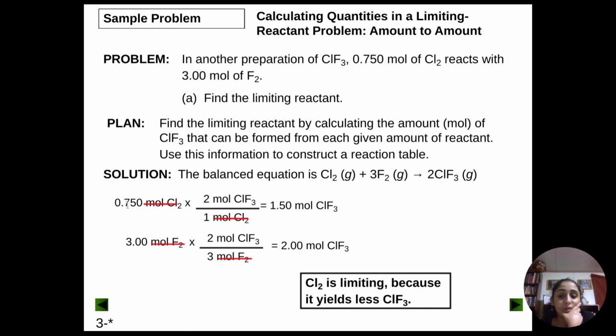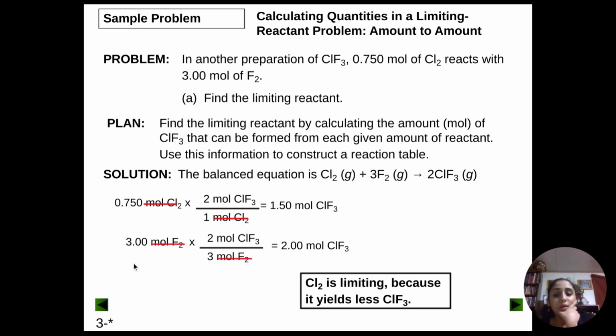So you have 0.750 moles of Cl2, which we got from up here, and then you have 2 moles of ClF3, which we got from here, and then 1 mole of Cl2, which is from here because Cl2 doesn't have a big number in front of it, so it's just 1. And that leaves us with 1.50 moles of ClF3 after we cancel out our moles Cl2.